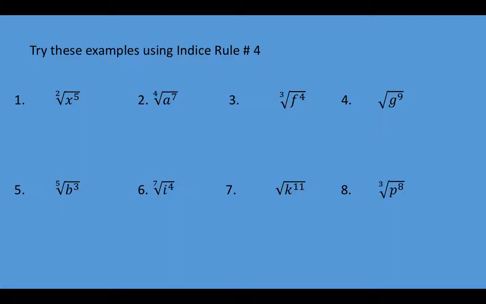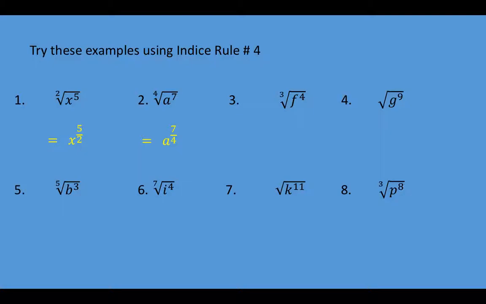Okay, question number 1. What we've got written out there is the longhand version of the square root of x to the power 5. So the number in front of the root symbol ends up as the denominator of the fractional indice, so this time this turns into x to the power 5 over 2. The number in front of the root in question 2 is a 4, so this time the denominator in our power has to be a 4, so we end up with a to the power of 7/4, or a to the power of 7 over 4.